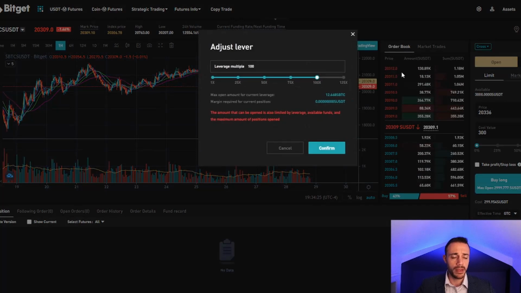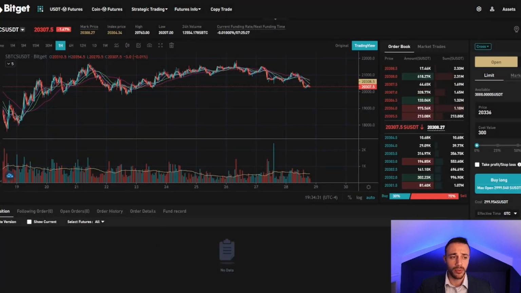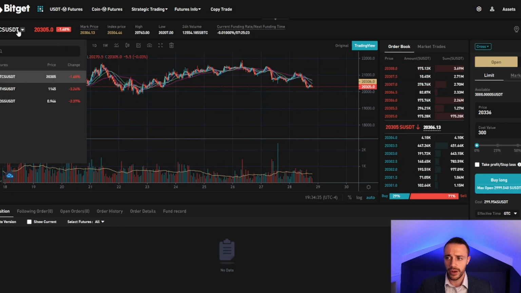I know a lot of people are brand new to leverage trading, so it's very important to fully understand how leverage actually works. For this example, we will be using 20x leverage. We're here on Bitcoin. We can actually trade Ethereum and EOS as well as Bitcoin simulated. So these are the 3 coins you can practice on.